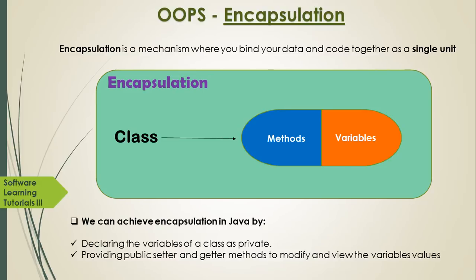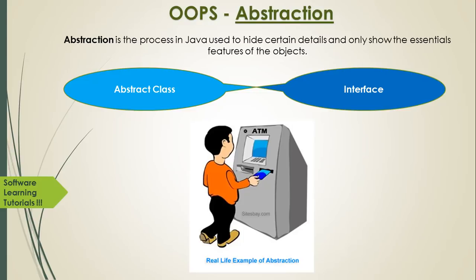Encapsulation is the mechanism where you bind your data and code together as a single unit using the private modifier. The next thing is abstraction, and abstraction in real terms is very tough to understand, right? But if you take a practical real-time example, I have taken this particular image from sitebay.com, where it is very easy for us to understand what abstraction stands for.